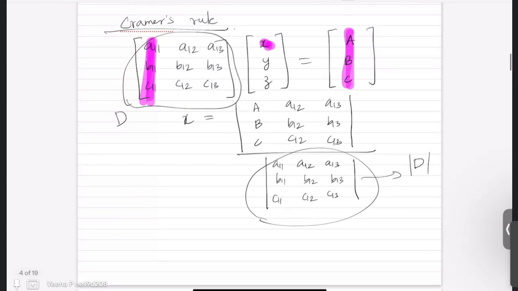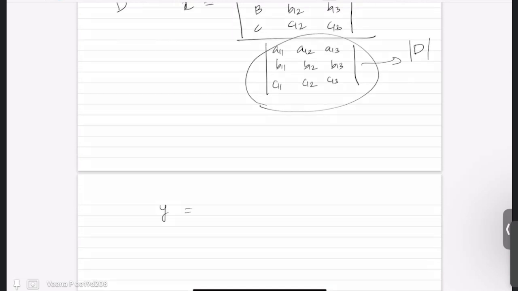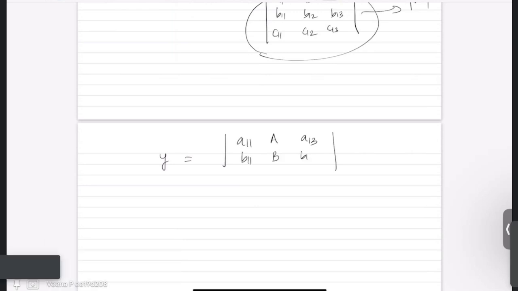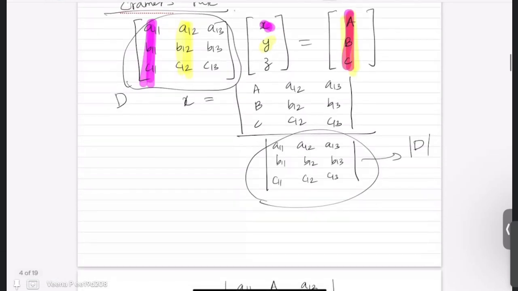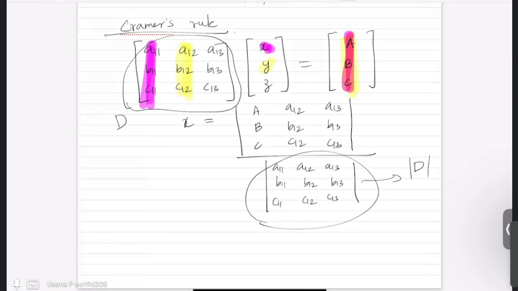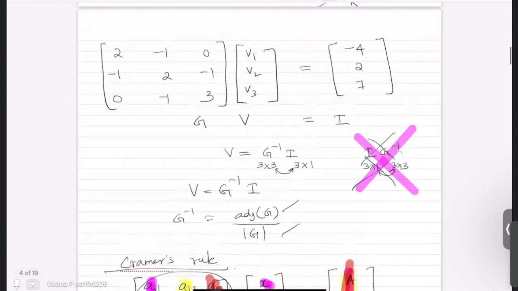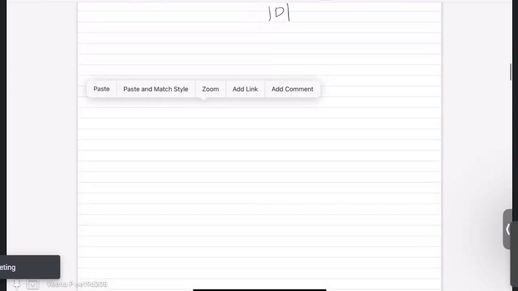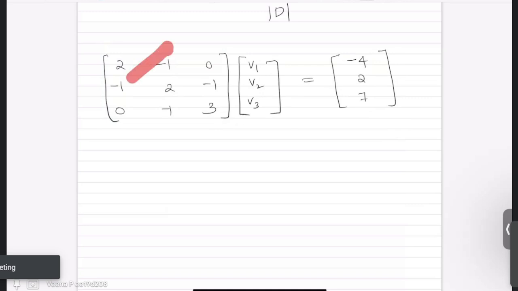So if you want to find Y, we should replace this column with the known values A, B, C. So Y is equal to, the value Y, not matrix, A11, A, A13, B11, B, B13, C11, C, C13 divided by the determinant of this matrix D. If you want to find Z, then replace this column with A, B, C. So if you follow this way, you have your conductance matrix and current matrix. So you already know this and this.